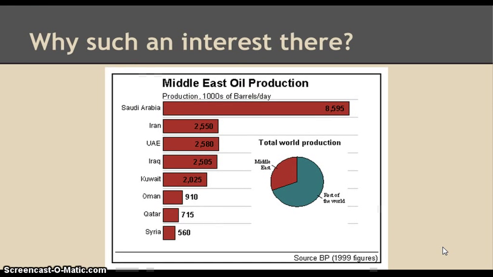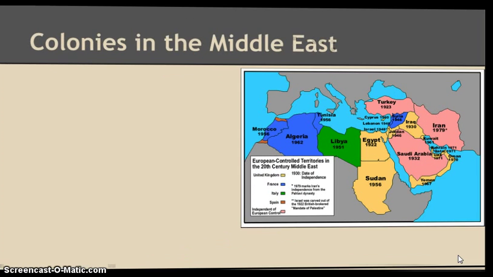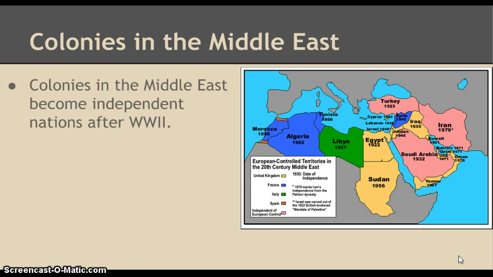Why is there such a big interest in the Middle East? It's quite simply the oil, right? A large amount of the oil production in the world comes straight out of this small area. So the United States and the Soviet Union are both going to have a very large interest in what's going on there. The first part we've got to look at is the background.